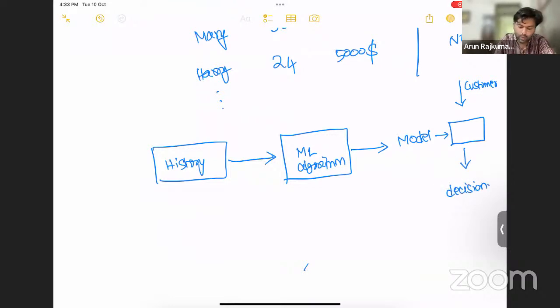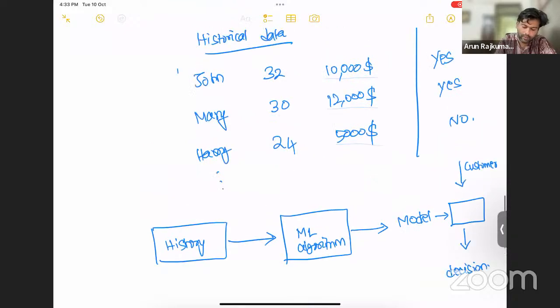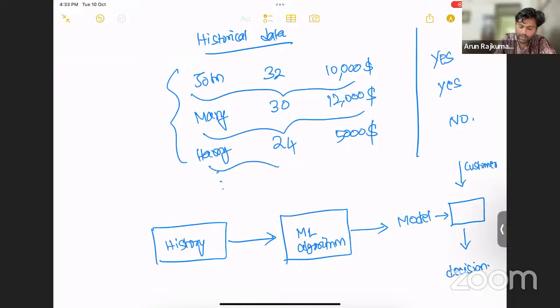So let me say this again. You have historical data, which is of this form, where these are the features. The name doesn't matter, but age is a feature. This is a very simplified example where you only have age and salary as features. And then you have what is called a label, which says whether that person repaid the loan or not, right? In this case, the label is just yes or no. This is a bunch of historical data, sometimes also called the training data.